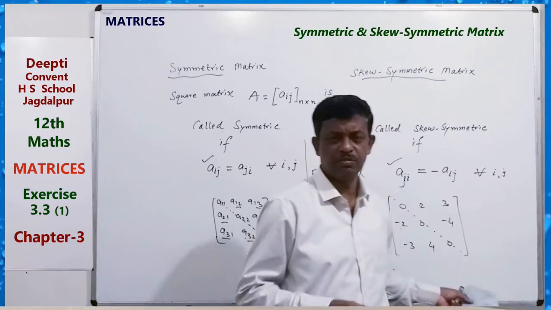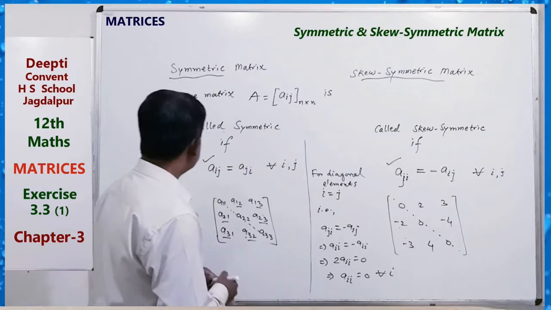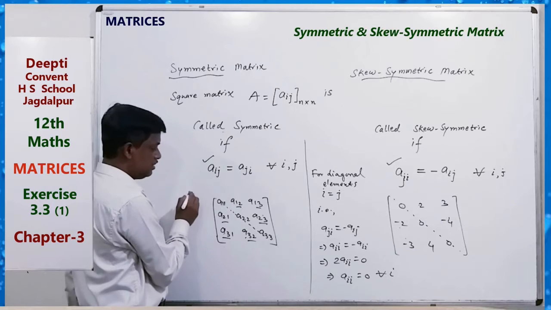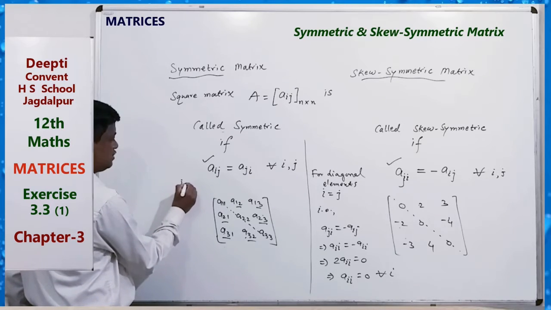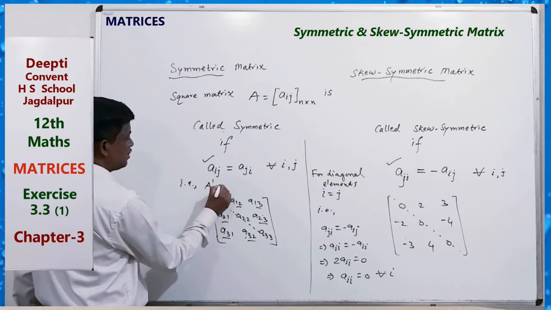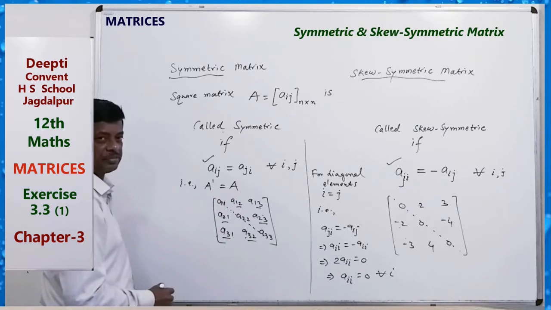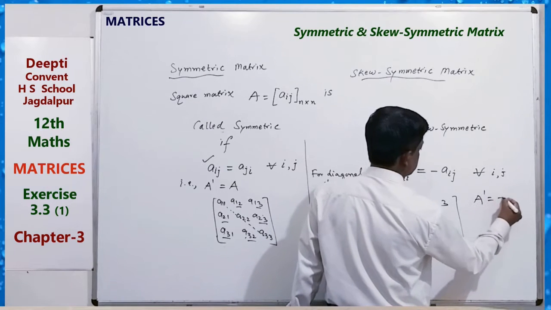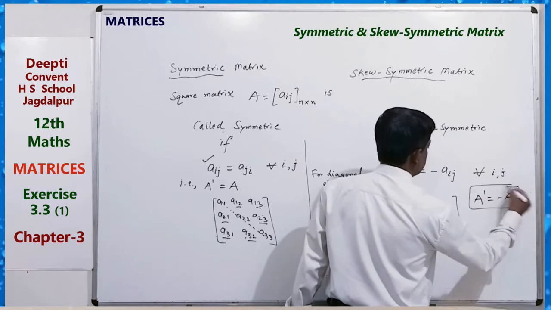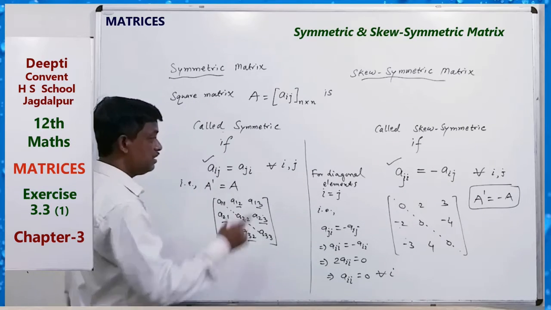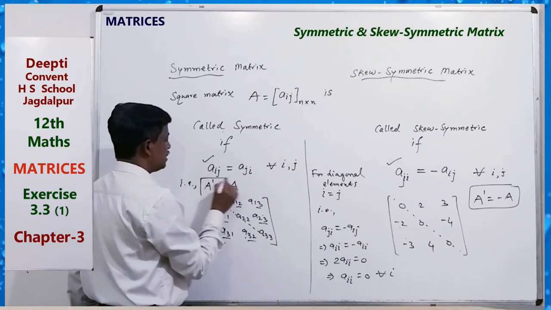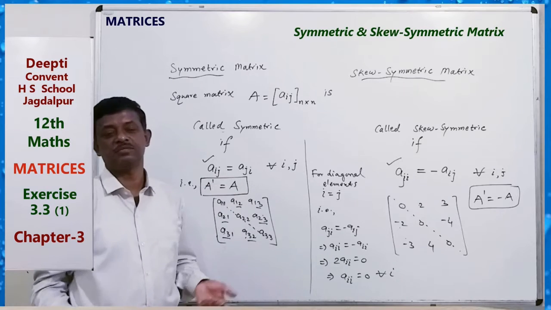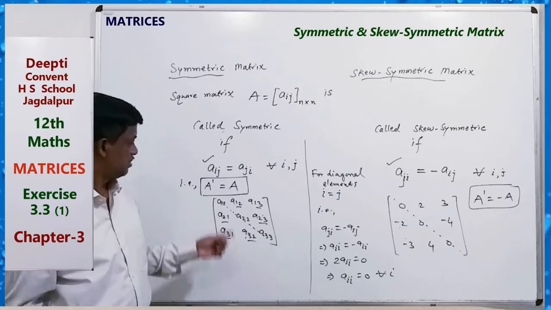So the proof is very simple. A dash equals A for a symmetric matrix, and A dash equals minus A for a skew-symmetric matrix. So this is the definition: A dash equals minus A is a skew-symmetric matrix, and A dash equals A is a symmetric matrix, because Aij equals Aji means A dash equals A.